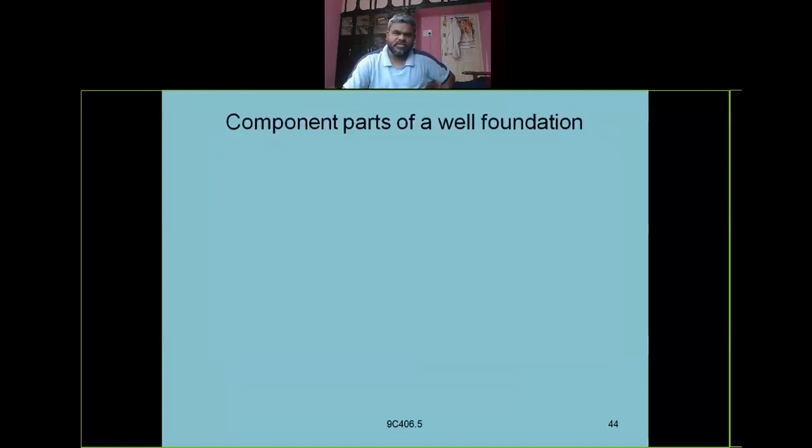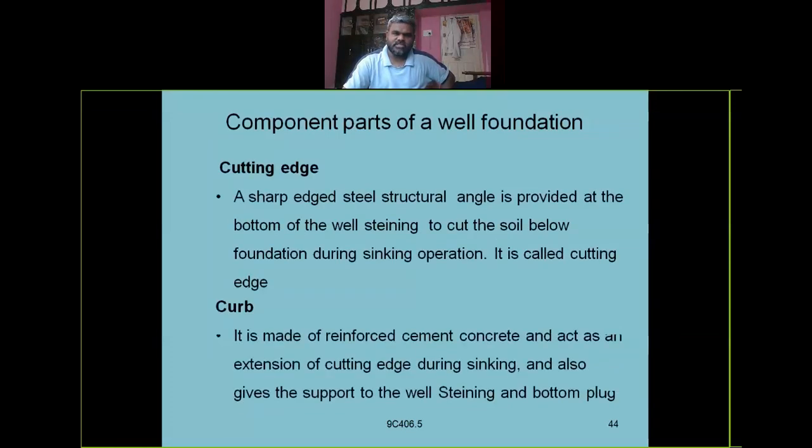So this is a typical diagram of a well foundation. Component parts of a well foundation are cutting edge, curb, staining, bottom plug, and top plug. Cutting edge means the sharp-edged steel reinforcement angle provided at the bottom of the well staining to cut the soil below the foundation during the sinking process. Right, this is called cutting edge.